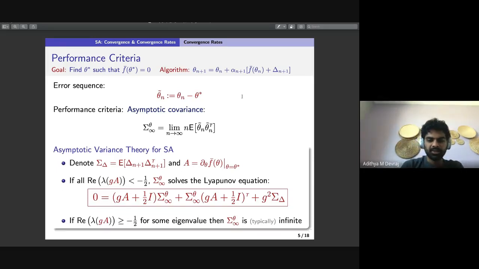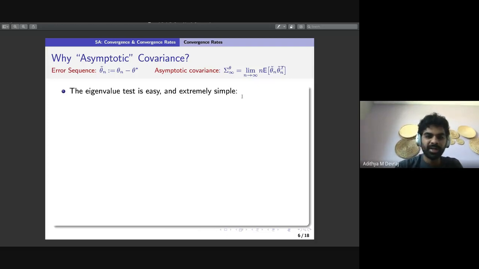Okay, so one might ask, why this asymptotic covariance? Why look at something that is asymptotic in nature, and why not something that's more finite and bounded? So I'll try to make a case here.